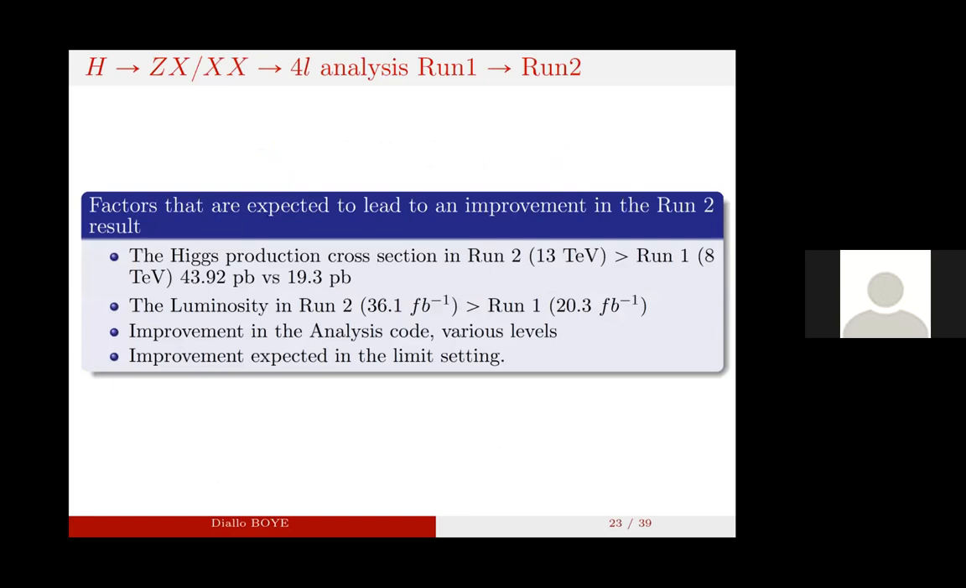Okay, so now we move from run one to run two for the same analysis, where the Higgs production cross-section in run two is higher than the one in run one, from 19.3 picobarn to 43.92 picobarn, and where we also have a higher luminosity, from 20.3 to 36, and also some improvement in the analysis code at various levels. So we also expect to have some improvement in the expected limit.